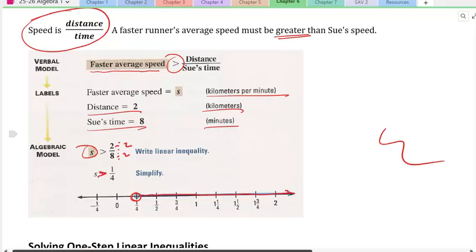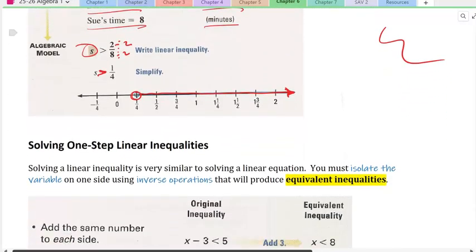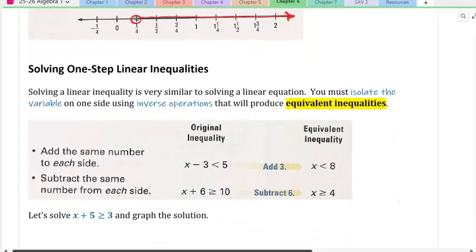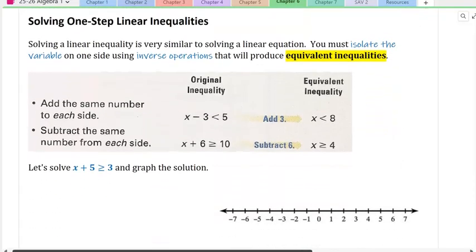Is 1/4 included in this? Is it greater than or equal to? No, it's just greater than, so we leave that circle open. See, that's how you can take these word problems, create an inequality, solve it, and graph it. So let's solve a one-step linear inequality.